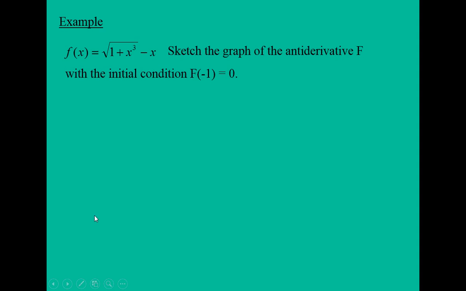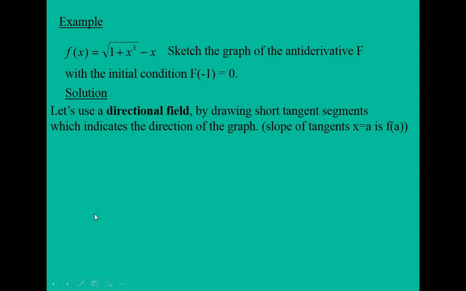Here's another example. Sketch the graph of the antiderivative for this function, the square root of 1 plus x cubed minus x, and we're given an initial condition. Now we're going to do this one a little bit differently. The last one, we graphed the antiderivative from looking at the graph of a function. Here we're given the equation of the graph, and we're going to use that to graph the antiderivative. So our technique is going to be a little bit different here.